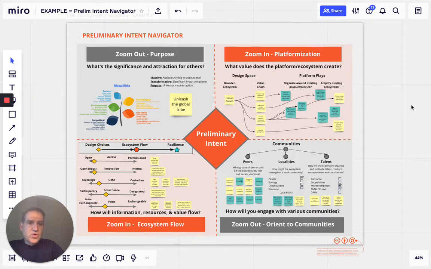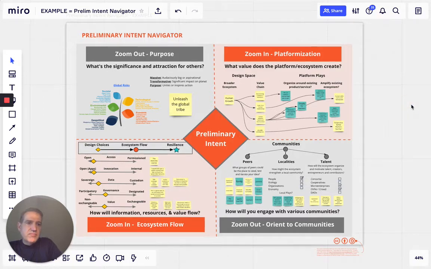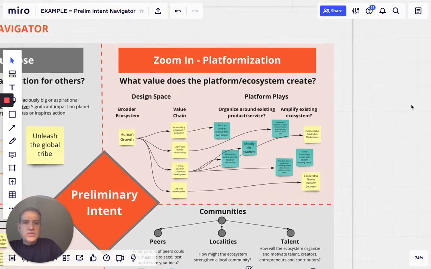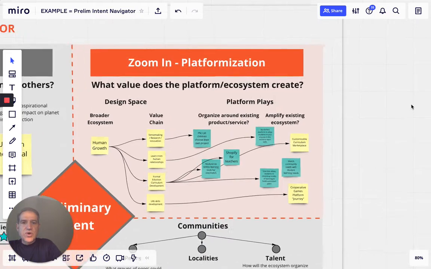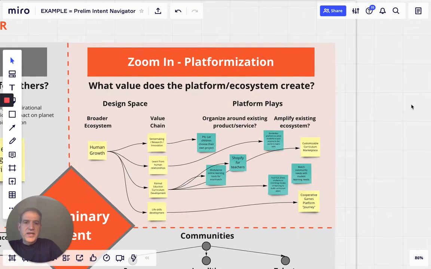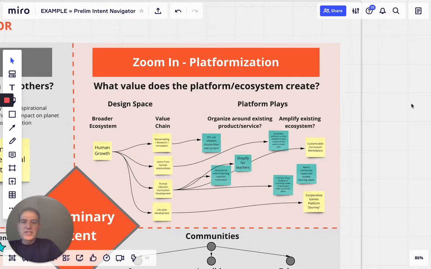So with that, let me just go into the tool, and I'm going to spend just a brief amount of time on each of these quadrants. So the first one is kind of the foundational quadrant, which is a zooming in exercise around platformizing, which is basically about understanding your value proposition and what value does a platform ecosystem create.